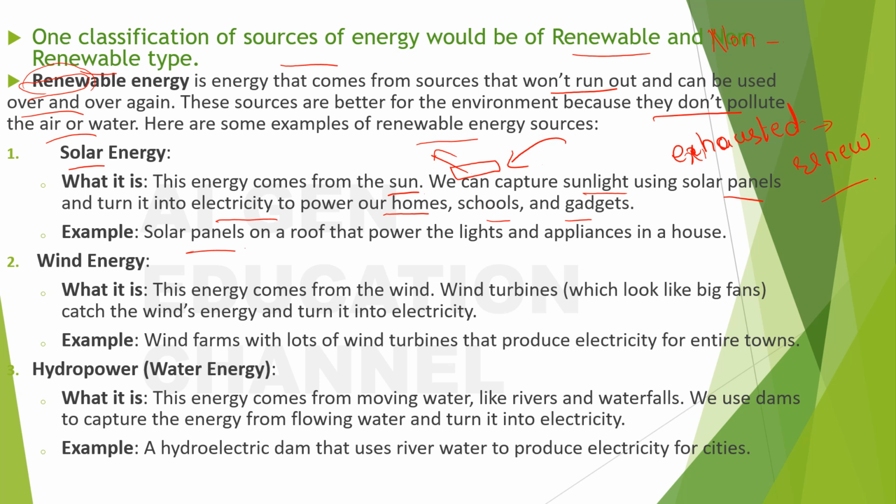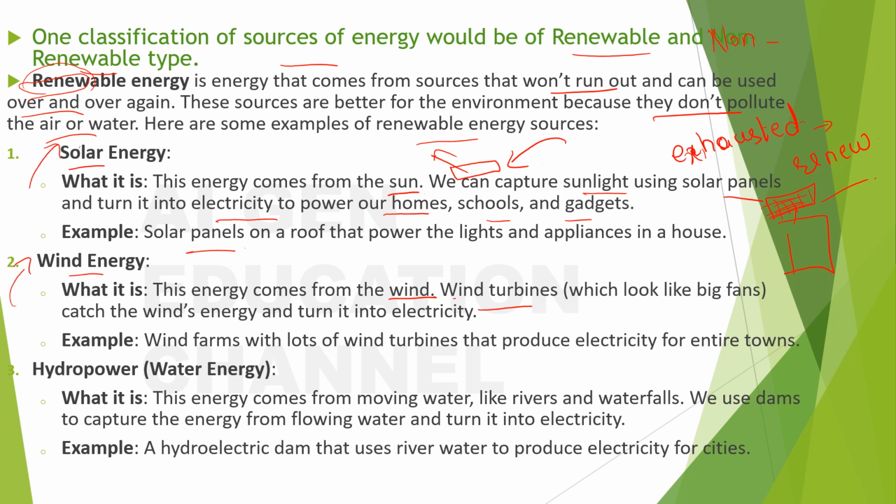You all can see, right? Some of the houses, some of the buildings at the top, they will have some panels which are a bit dark blue and blackish, right? Those are the solar panels. And wind energy. What is it? This energy comes from what? Wind. Wind turbines, which look like big fans, catch the wind's energy and turn it into electricity. So we can use sunlight as a form of energy, as a source of energy.